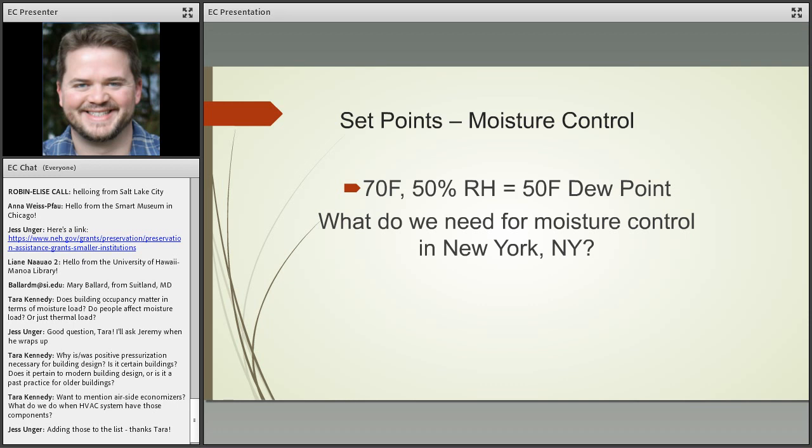Now imagine, if you will, please don't take away from this that I am encouraging anyone to use a 70-50 set point. This is kind of the old standard going back into my formative years, if you will. But thinking about that condition that we've all used for so many years, that we're working on changing, that we understand the science has really changed. At 70 degrees, 50% relative humidity means that we need a 50-degree dew point.